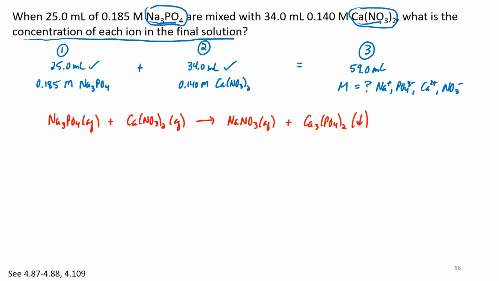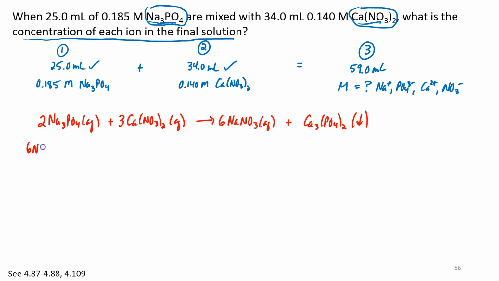Let's balance it. I think I'm going to need 3 calciums on the left, and now I've made 6 nitrates on the left, so I better have 6 on the right. Now I've changed the sodium, so if I put a 2 here, I think the equation is balanced. So when I look closely at this equation, it looks like the only ions involved in the reaction are going to be calcium and phosphate. I bet sodium and nitrate are going to be spectators. Let's confirm that by writing the complete ionic.